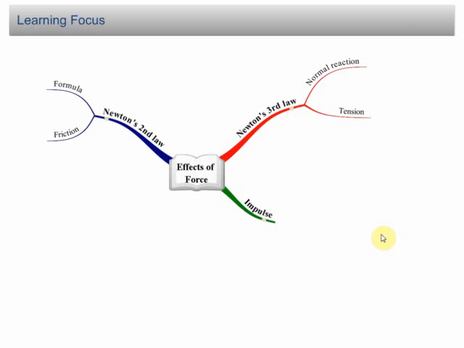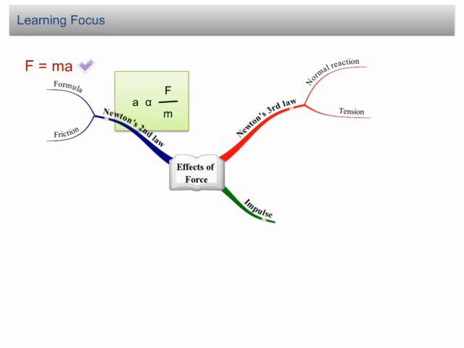Learning focus. In the previous lesson, we discussed Newton's second law of motion. When a net force is applied on an object, the acceleration of the object is directly proportional to the net force and inversely proportional to the mass of the object. From Newton's second law, we deduce the equation F equals ma.